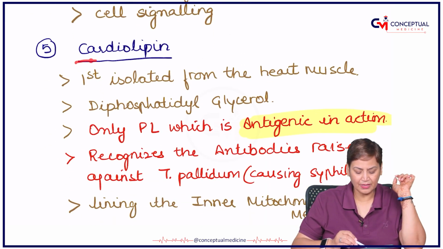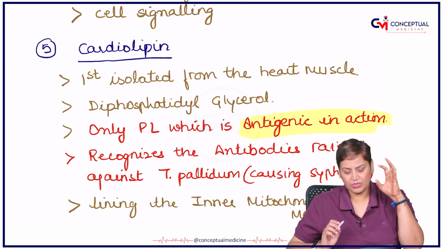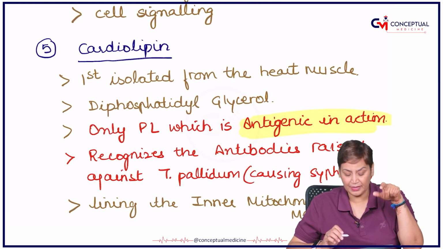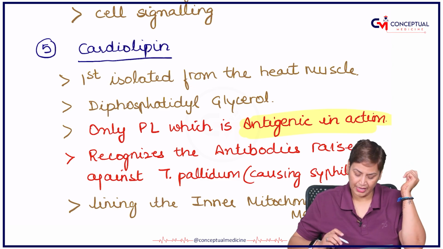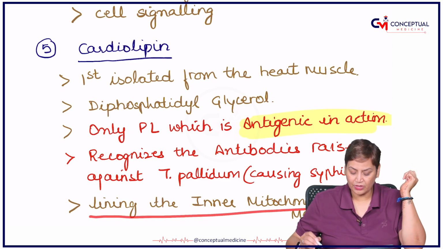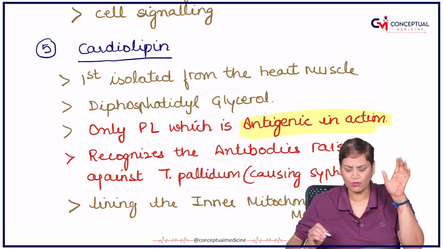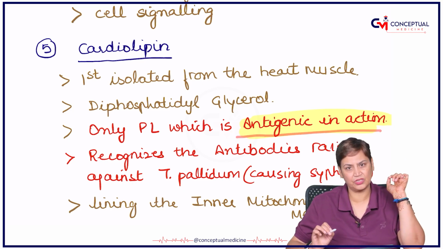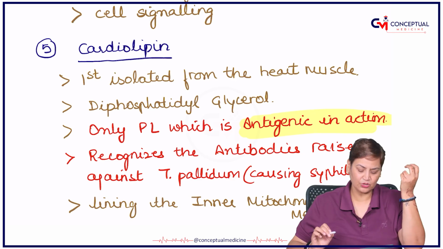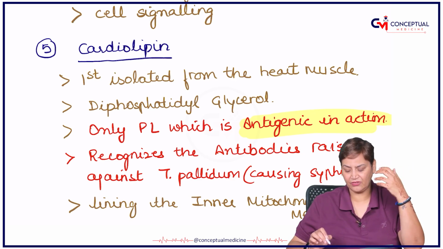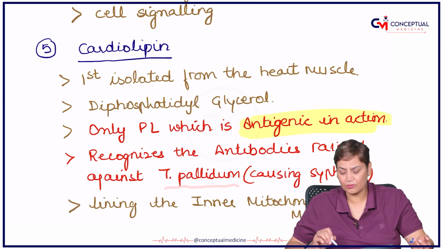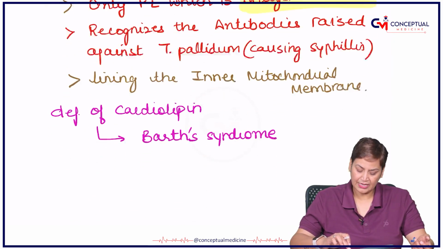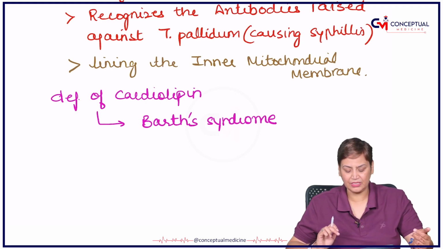Then comes cardiolipin. Cardiolipin is, I would say, again a glycerophospholipid which was first isolated from the heart muscle, cardio. It lines the inner mitochondrial membrane, and this is the only phospholipid which is antigenic in action. Since it is antigenic, it can recognize the antibodies raised against Treponema pallidum. Treponema pallidum is the microorganism causing syphilis, right? And deficiency of cardiolipin leads to Barth's syndrome.